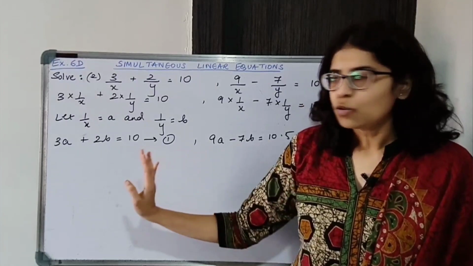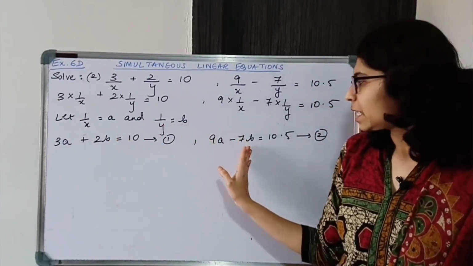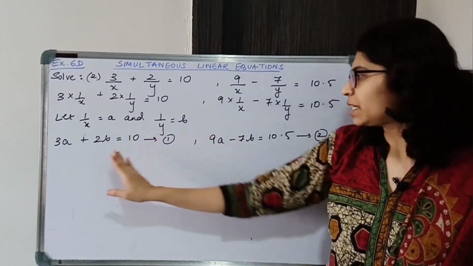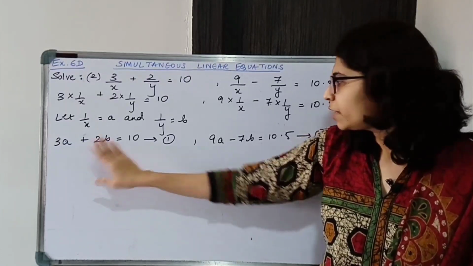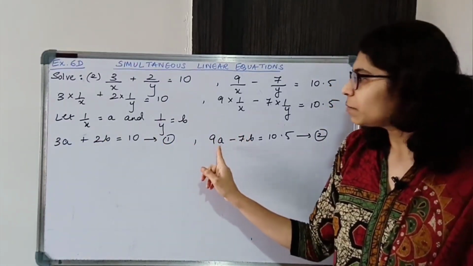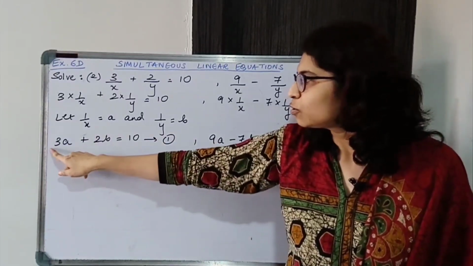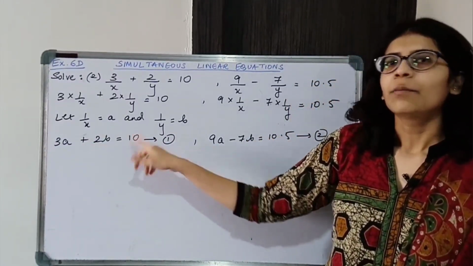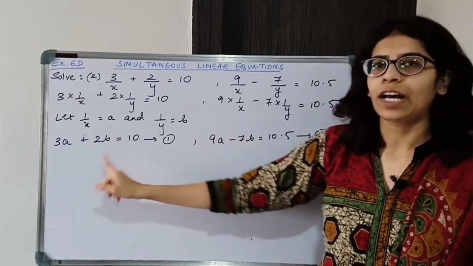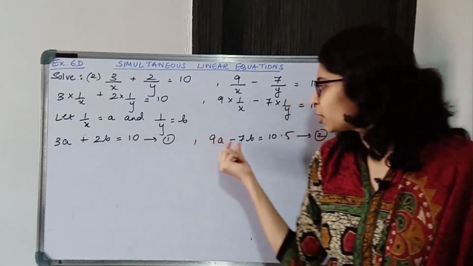Now we'll be equating coefficients. b को मैं same करूँगी, okay, b का coefficients I'll make same. We have 2b over here and here 7b. You can make coefficients of a same. यहाँ पे 3 है, यहाँ पे 9 है. You just need to multiply by 3, okay. But I'll make b का coefficient same. Why? Because b का signs यहाँ पे opposite है.